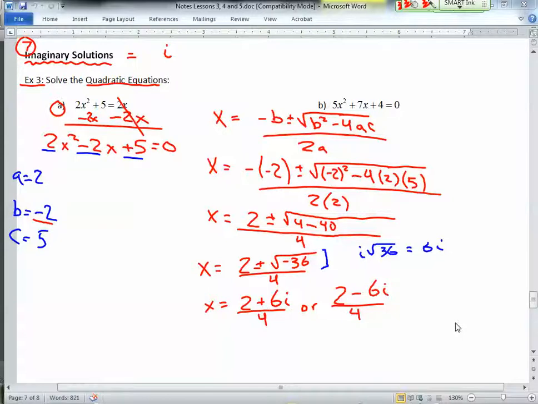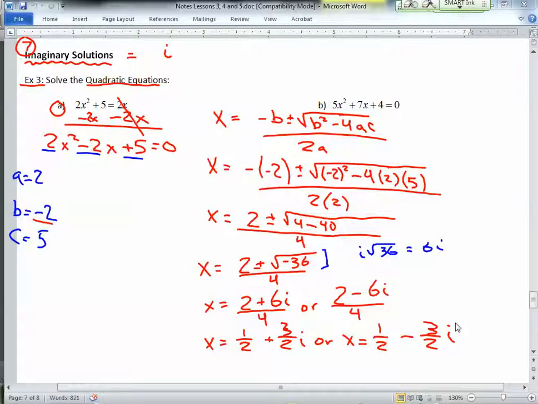And my last step is to just simplify if they have any common factors. And since they're all multiples of 2, I can simplify this and get x equals 1/2 plus 3 over 2 i, or x equals 1/2 minus 3 over 2 i.